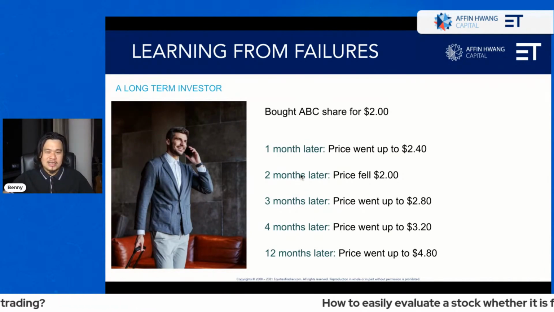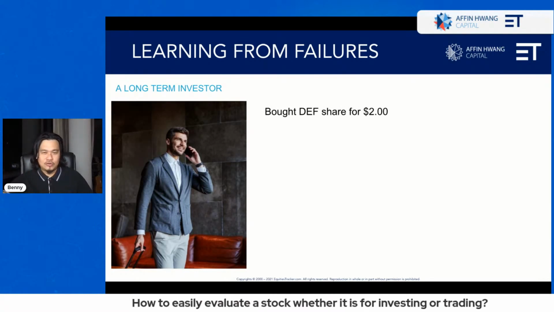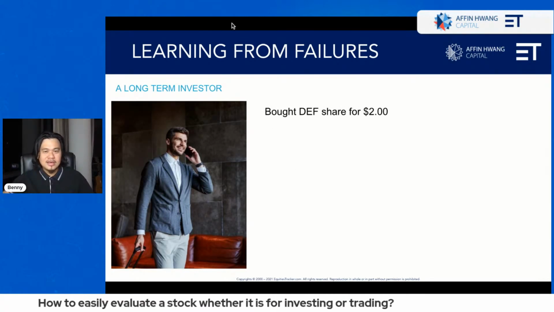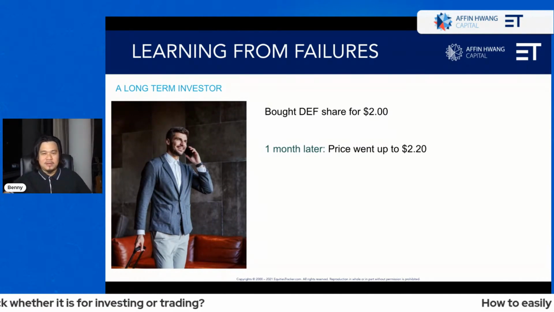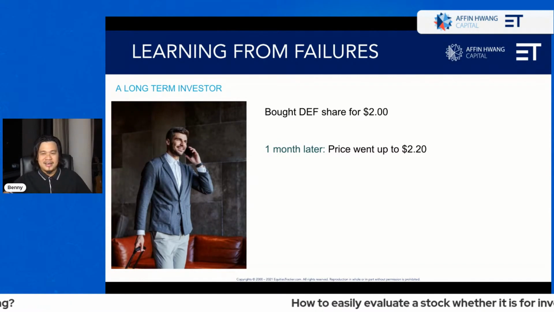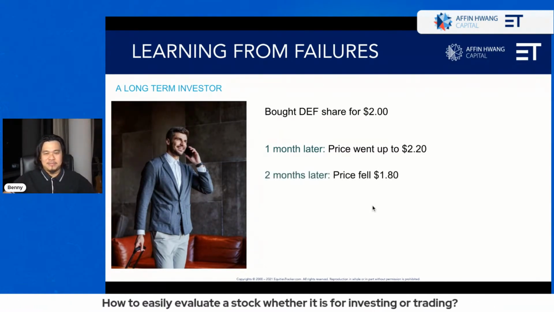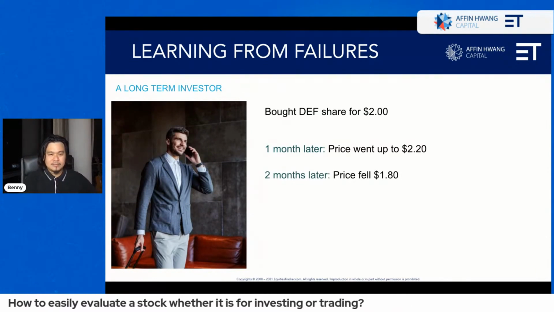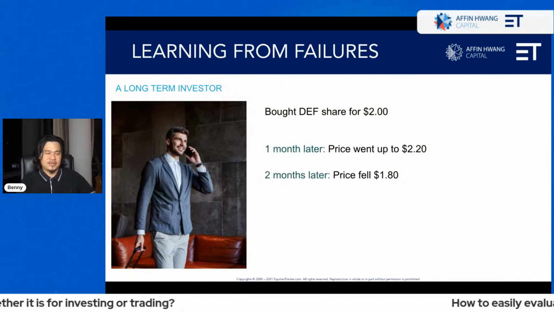All right, so I give you another scenario. Right now, let's say you bought a share again, DEF, for $2. Okay, and then the price went up to $2.20. Right, so you feel happy again 1 month later, no problems. You're up 10%. The price is still going up. Okay, and then 2 months later, the price starts to fall to $1.80. And now we get a little bit afraid, right? Because now we are down 10%, 20 cents.